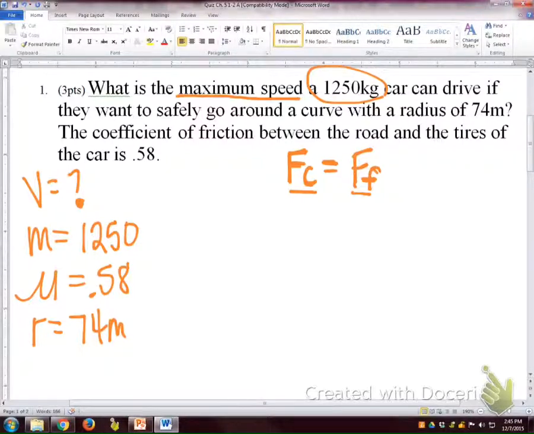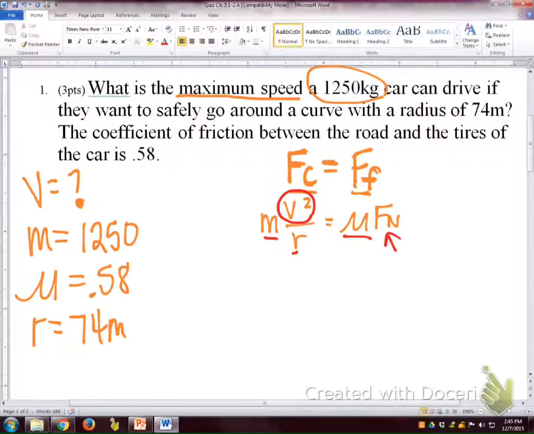Centripetal force we know is equal to mass times v squared over r. And we know that the frictional force is equal to the coefficient of friction times the normal force. Right now we have the mass, we have the radius, we have the coefficient. We're solving for velocity, but we don't have the normal force yet. We're missing the normal force. So now we have to go back to our forces chapter and think about how we can solve for the normal force.